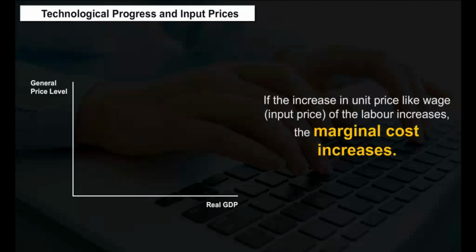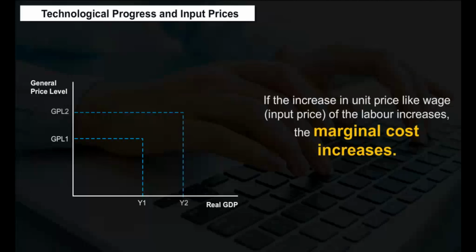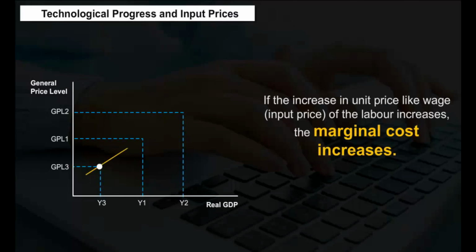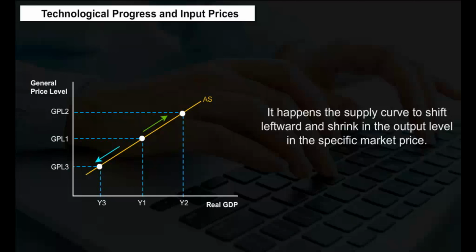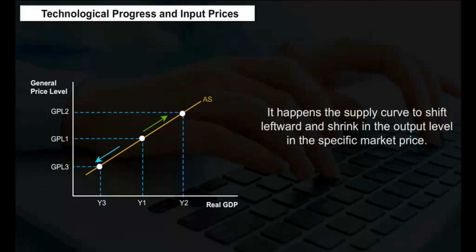If the unit price of an input, like the wage of labor, increases, the marginal cost increases. This causes the supply curve to shift leftward and output to shrink at the specific market price.